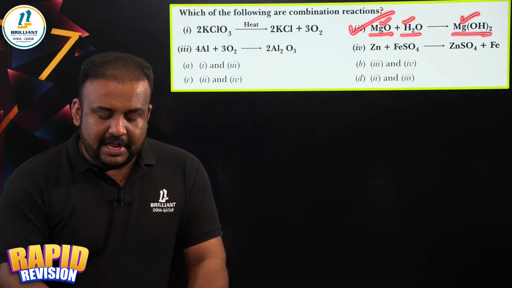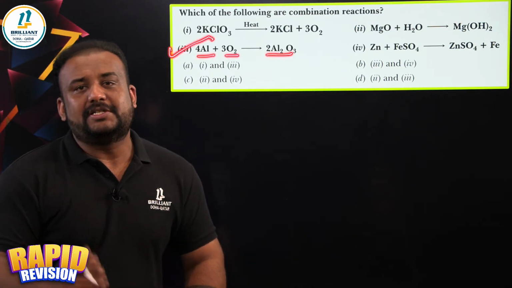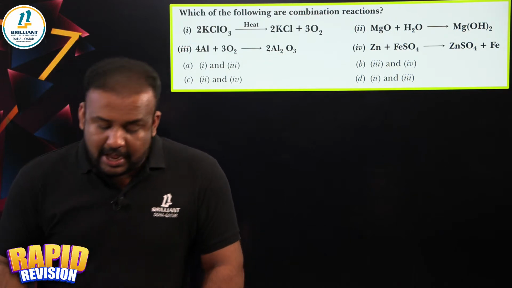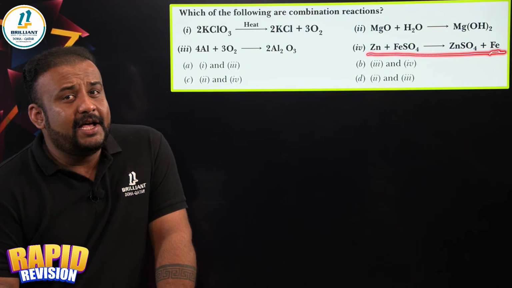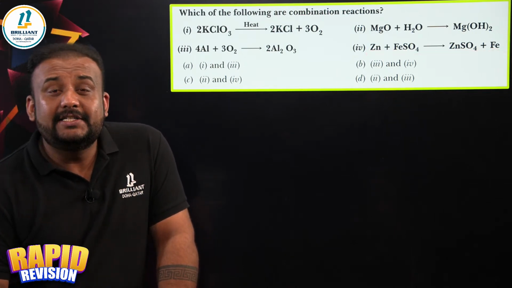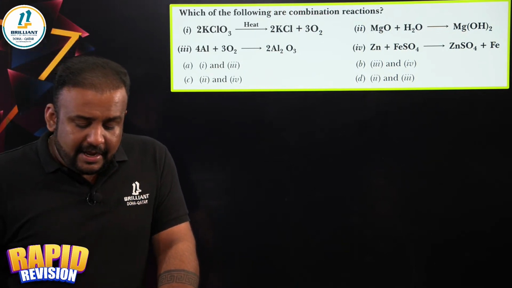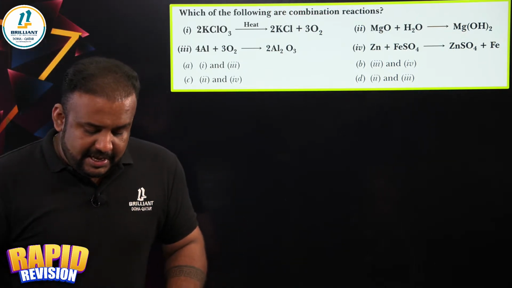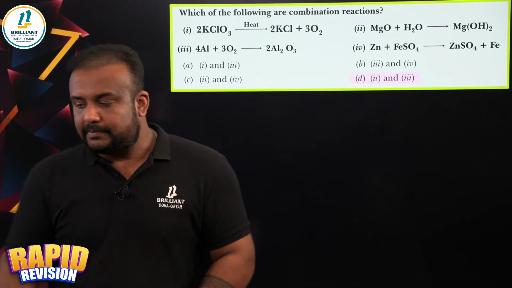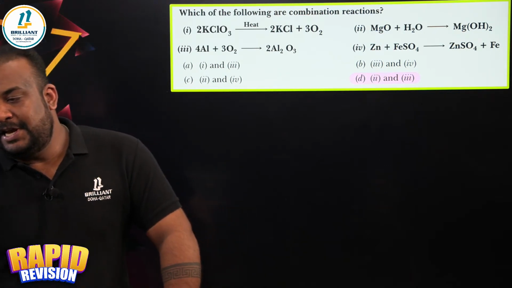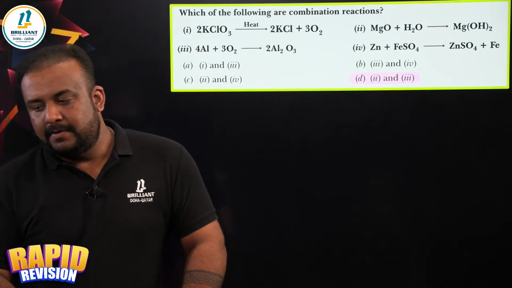So this is combination. Aluminium plus oxygen giving aluminium oxide. This is also combination, because oxygen is combining with aluminium to form the oxide. Then Zn plus FeSO4 giving ZnSO4 plus Fe. Is that combination? It is a single displacement reaction, or just displacement reaction, right? So which of them are combination reactions? We can say 2 and 3 are combination reactions. Is that clear to everyone? Right.